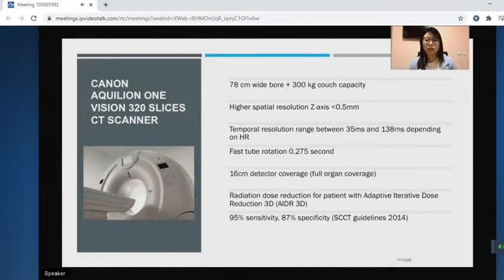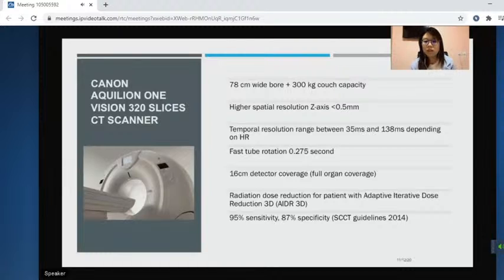If the heart rate is slow, it uses half segments and it goes to 138. But if we use more segments for high heart rates or arrhythmia patients, it will go down to 35 milliseconds. Fast tube rotation is about 0.275 seconds. And it has a 16 cm detector size coverage, which can cover the whole heart. And for dose reduction for our patients, it has software called Adaptive Iterative Dose Reduction 3D, which will calculate from the AP and lateral scanogram.